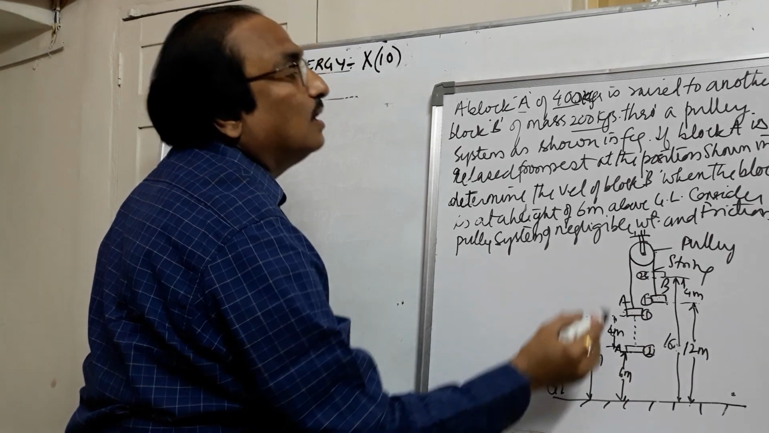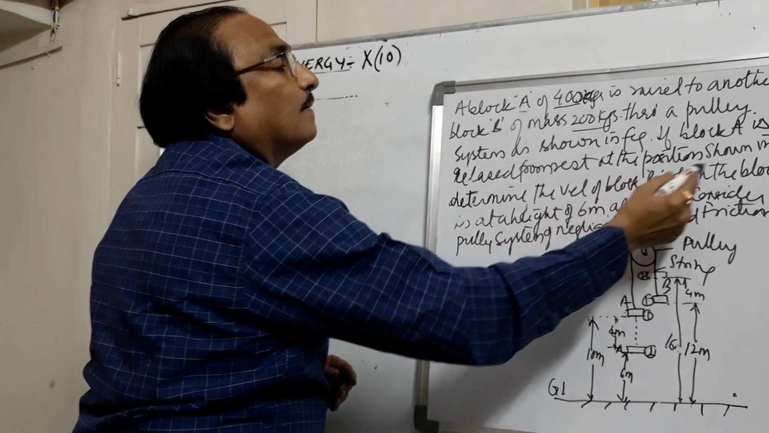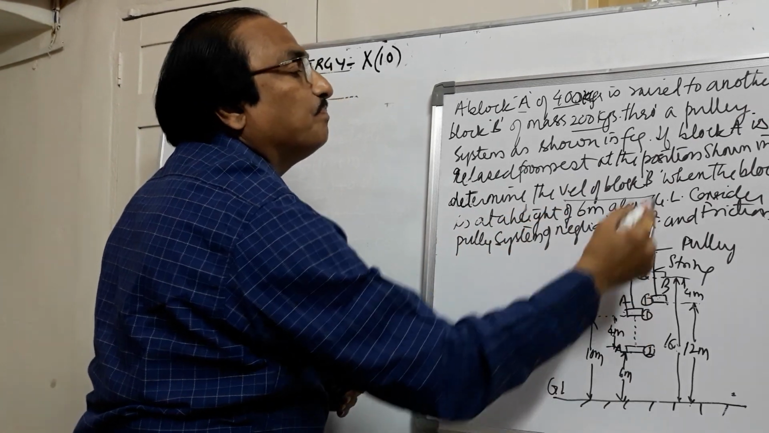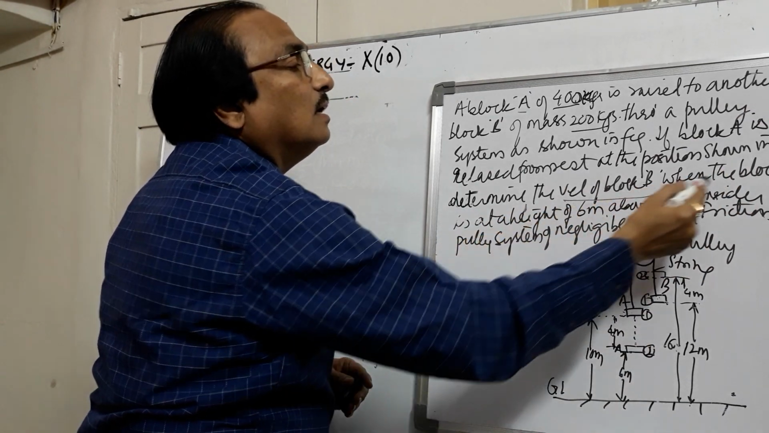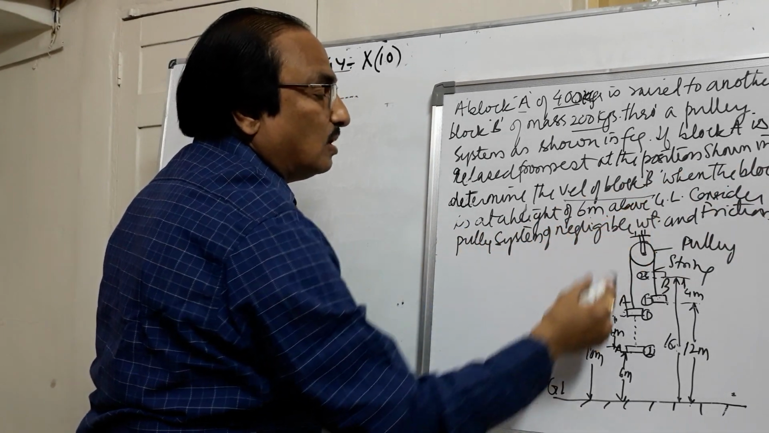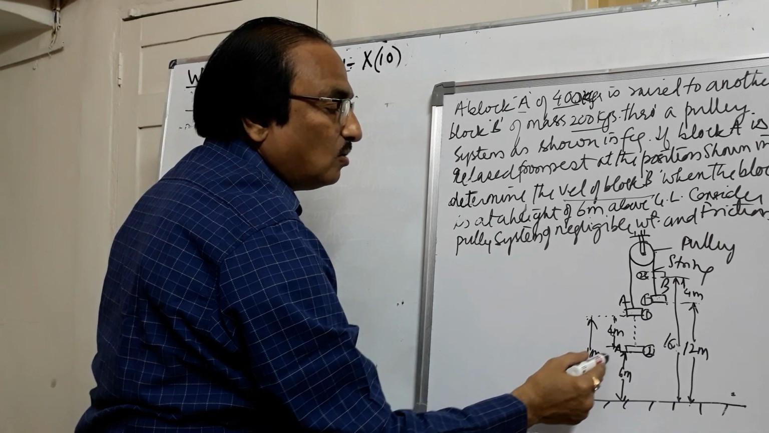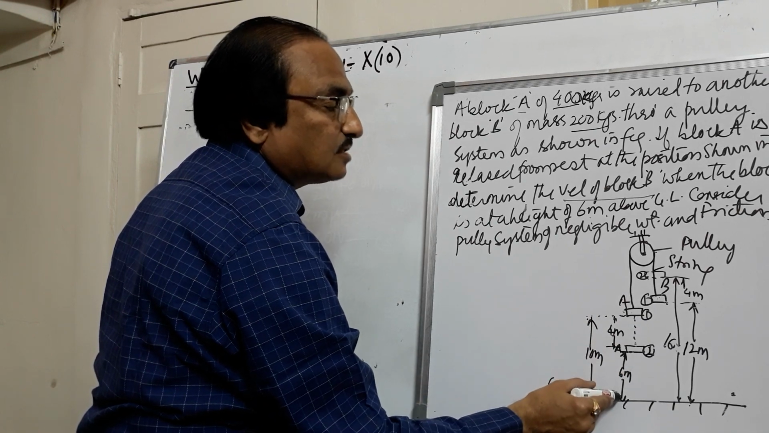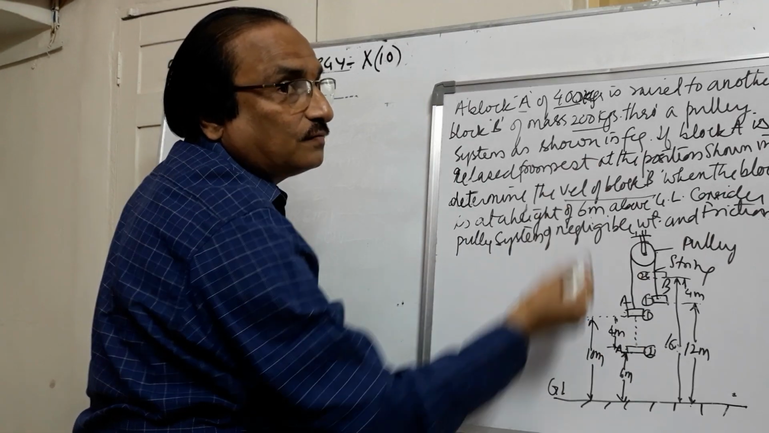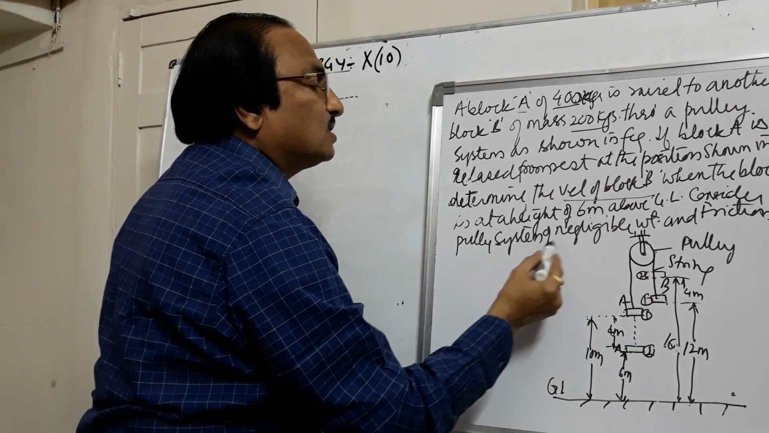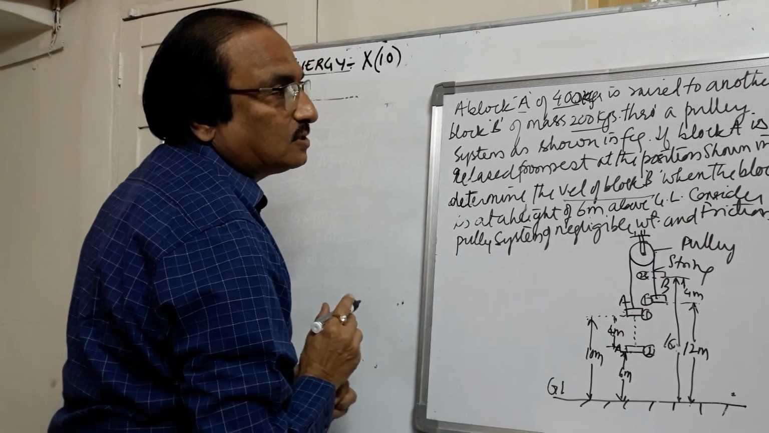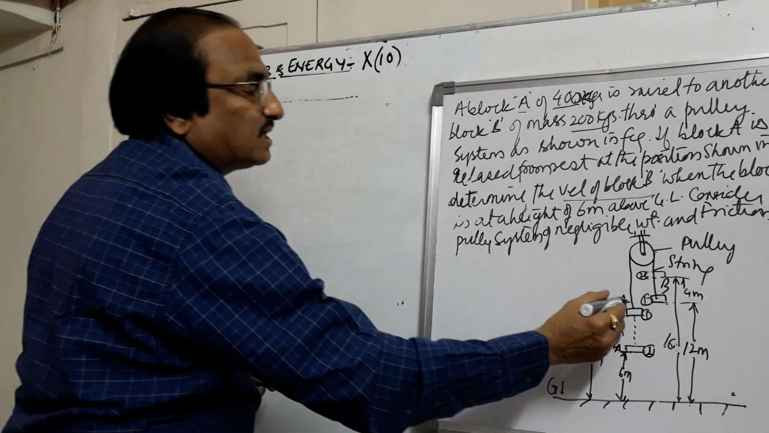Now the problem is as shown in figure. Determine the velocity of block B when the block A is at the height of 6 meters above ground level. So this block A is moving down, so the height it will be attaining is 6 meters. At this position, you are required to find out the velocity of the block B. Consider pulley system of negligible weight and friction. So there is no friction between the pulleys. So let us take this problem.